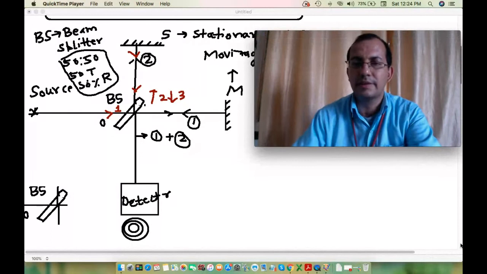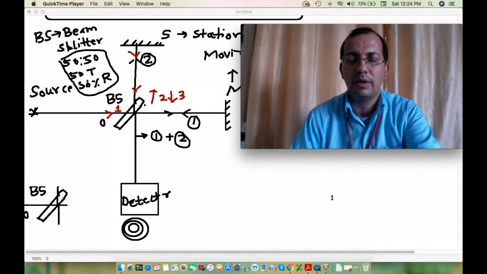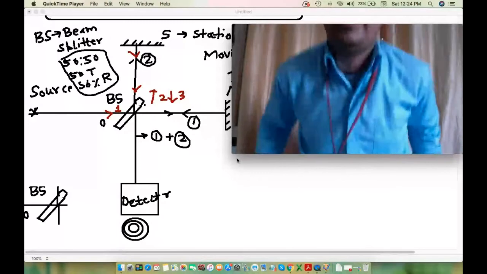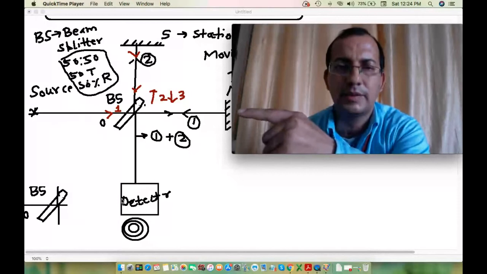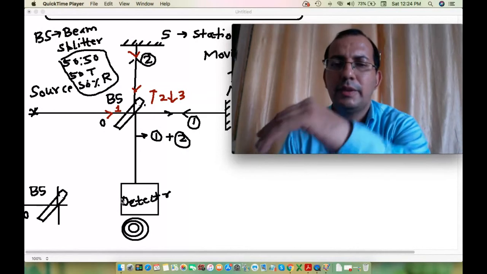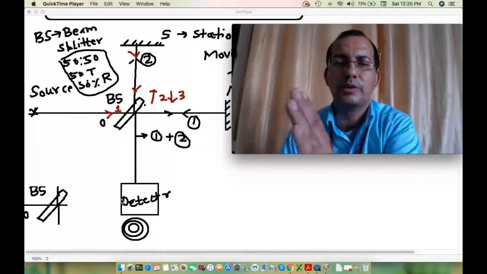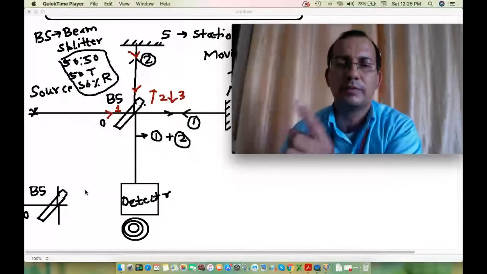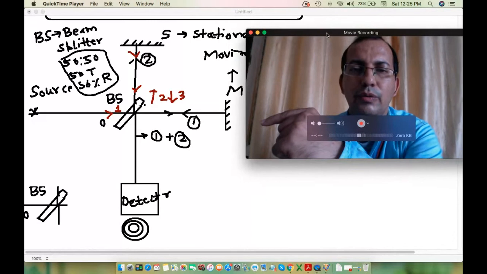As far as the discussion of this is concerned, we have to come across how it works. This mirror is the movable mirror. What we can do with this mirror is that it can move, for example, it can go this side, it can go this side. We can move this mirror in order to see the pattern which is there. This is the movable mirror.